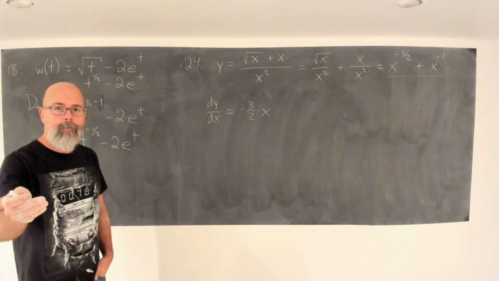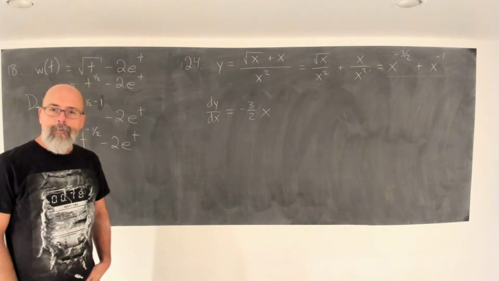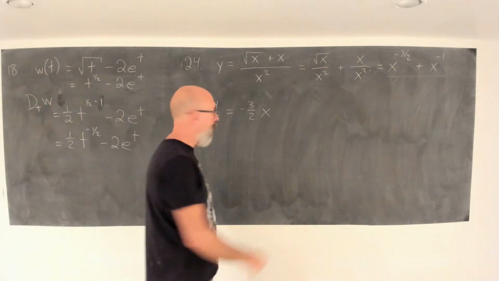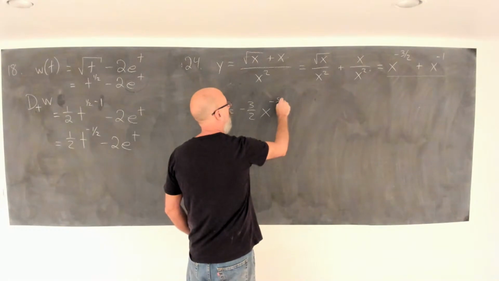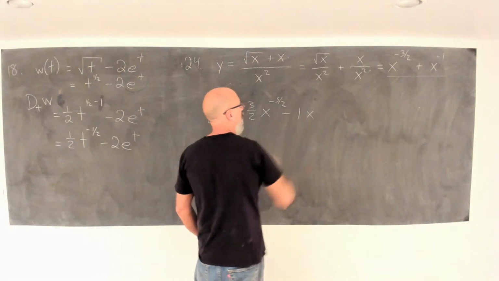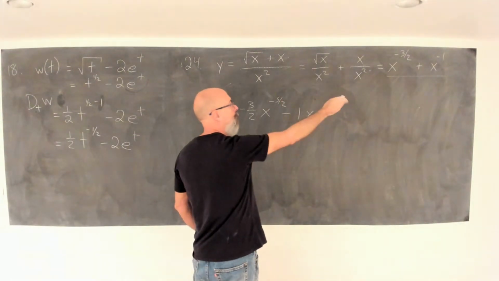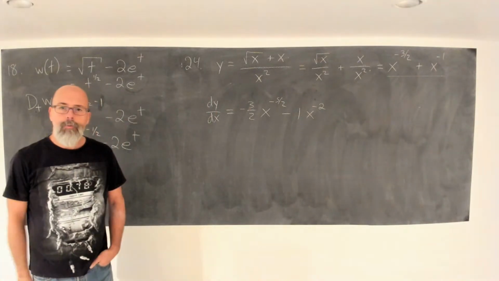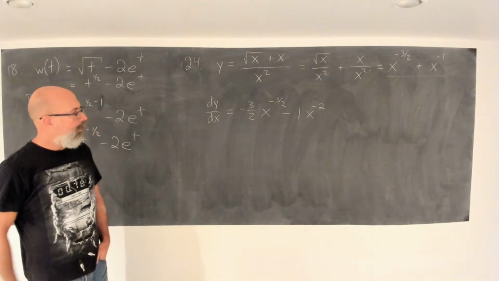x to the what now? x to the -5/2. And do the same for the other one. Bring the power down. -1, x to the -1 minus 1, which is -2. There it is.